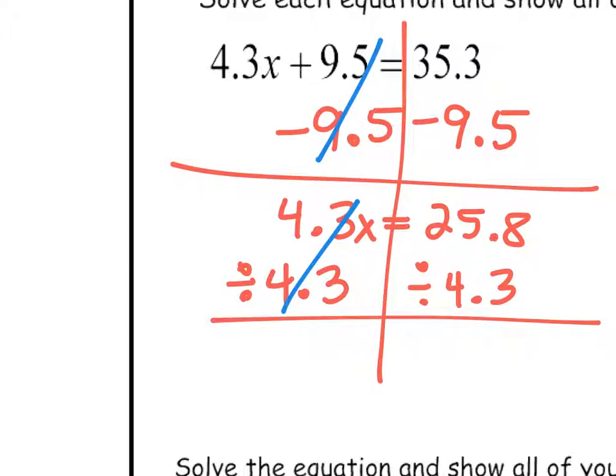This one turns out very nice. You get x equals 6. Wow, how great.